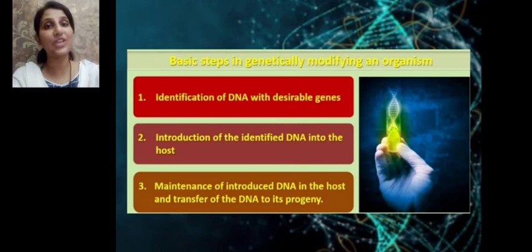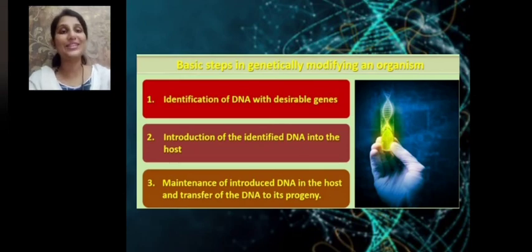And after that, the third step is maintenance of the introduced DNA in the host and transfer of its DNA to its progeny. Only if the host cell replicates and produces new progeny cells, naturally the gene or the DNA which has been introduced will also get replicated as the cells undergo duplication. That is DNA replication. So the more the DNA replication, the more genes will be expressed, and thus we get a desirable product. So identification of the DNA with a desirable gene, introduction of the identified DNA into a host, and maintenance of the introduced DNA in the host and transfer of the DNA to its progeny.